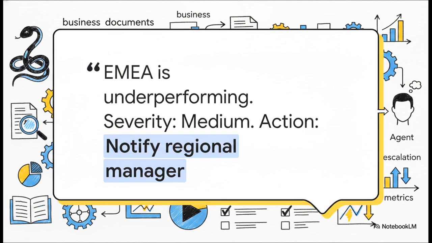Notice the depth of this response. It doesn't just panic and say, oh no, EMEA is down. It correctly computes the numerical drop, cross-references the business rules, assigns a medium severity, and then recommends the exact protocol dictated by the company guidelines, notifying the regional manager. This is total predictability. This is an AI that you can actually trust to put in front of your executives or your customers because it is mathematically incapable of recommending an action outside of your predefined guidelines.